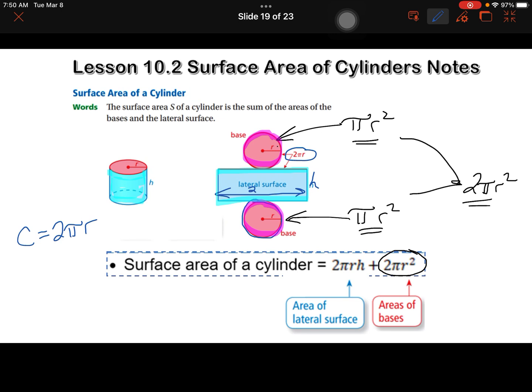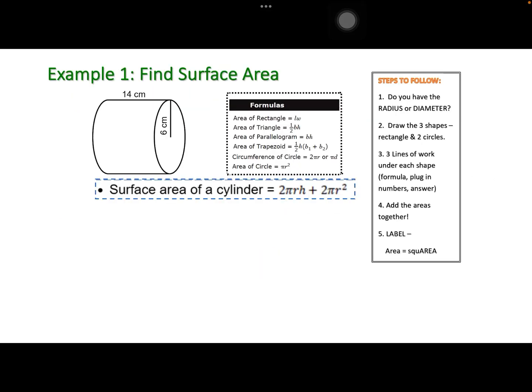Well, area of a rectangle is length times width, or base times height. And so what has to happen is you have to do the circumference of the circle, which would be the base of that rectangle, times its height. Well, that's this. So that is the lateral face. That's the rectangle. So this is our rectangle. This is our two circles in our formula. Now, the nice thing is you have the formula given to you, so you're going to just be able to apply it and use it.